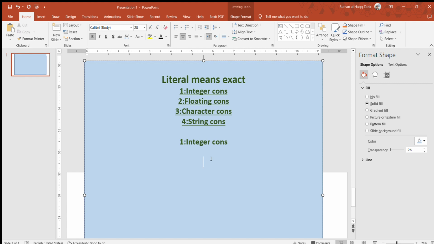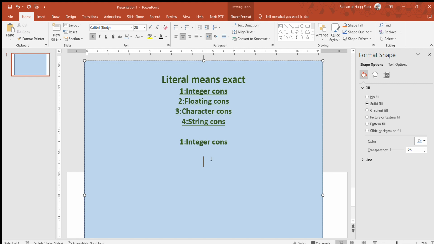What is the literal constant? After that we saw that there are four categories. Literal constant is further divided into four categories that are integer, floating, character, and string. So that was our last video and last lecture. If someone does not know or has no idea about this, then you can watch my previous video, in which we discussed the constants and types of constants.